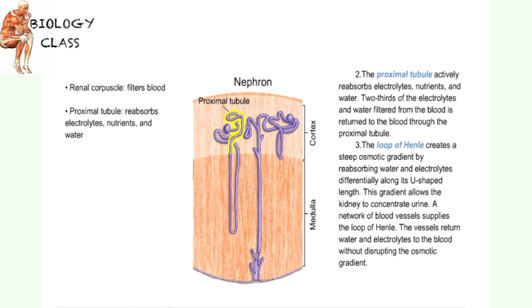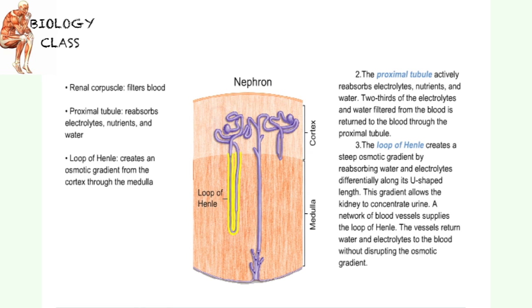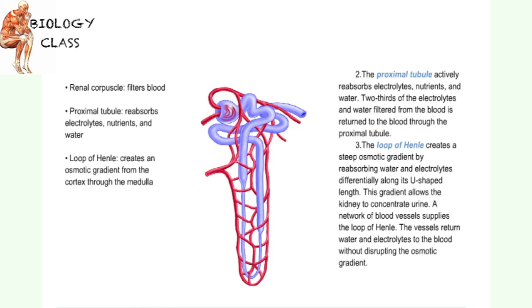2. The proximal tubule actively reabsorbs electrolytes, nutrients, and water. 2/3 of the electrolytes and water filtered from the blood is returned to the blood through the proximal tubule. 3. The loop of Henle creates a steep osmotic gradient by reabsorbing water and electrolytes differentially along its U-shaped length. This gradient allows the kidney to concentrate urine.